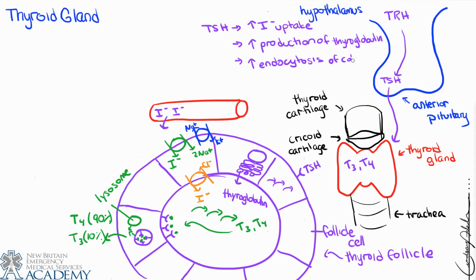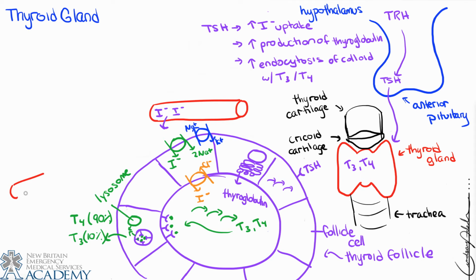And then lastly, it can increase the endocytosis of the colloid, being the T3 and T4 inside of the follicle. And so we could increase the amount of T3 and T4 that's taken into the cell in a vesicle and therefore exported. If the hypothalamus or anterior pituitary is not recognizing enough T3 and T4 in circulation, we'll be able to undergo this process where we are then able to release more T3 and T4 into the bloodstream.